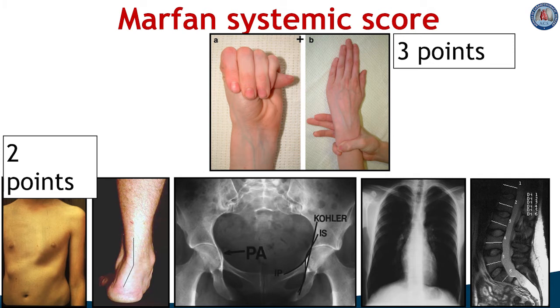What is now this Marfan systemic score? It is a score in which different symptoms and signs do get a different weight according to their specificity for Marfan syndrome. The presence of arachnodactyly, evidenced by wrist and thumb sign, leads to a score of 3 points. 2 points can be assigned to pectus carinatum deformity, flat feet with medial displacement of the medial malleolus, protrusio acetabuli, pneumothorax, or dural ectasia.